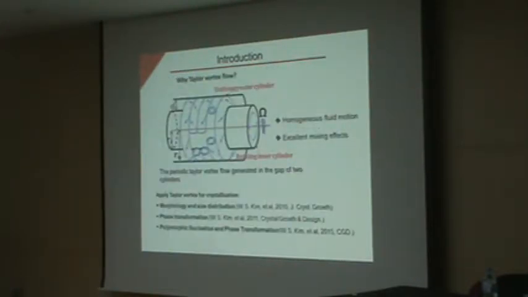And so why do we use the Taylor vortex flow? Taylor vortex flow is the periodic vortex flow generated in the gap between two cylinders, the stationary outer cylinder and the rotating inner cylinder. This is a homogeneous fluid motion with an excellent mixing effect. And this kind of Taylor vortex flow has already been widely applied for crystallization, such as to control morphology and size distribution, or to promote polymorphic nucleation and phase transformation.